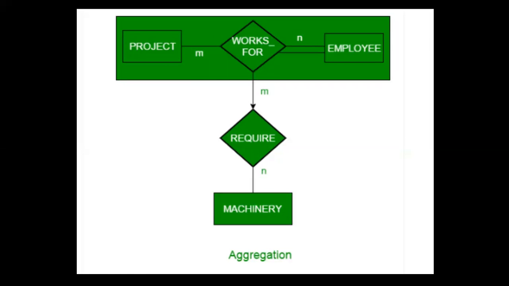aggregation. Similarly, here we can see project works for employee, that is, employee works for some project, and whenever an employee works for the project, he requires some machinery. So now what we can do is aggregate employee works for project as a single entity type. Directly we can say machinery is required for the entity which will be used by the employee to work on the project. So like this we can form aggregation.